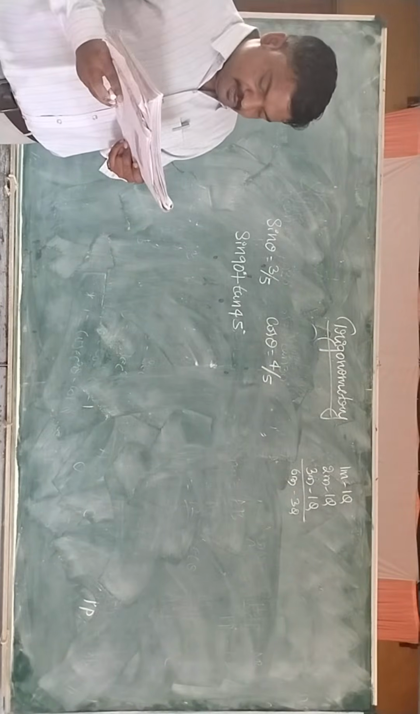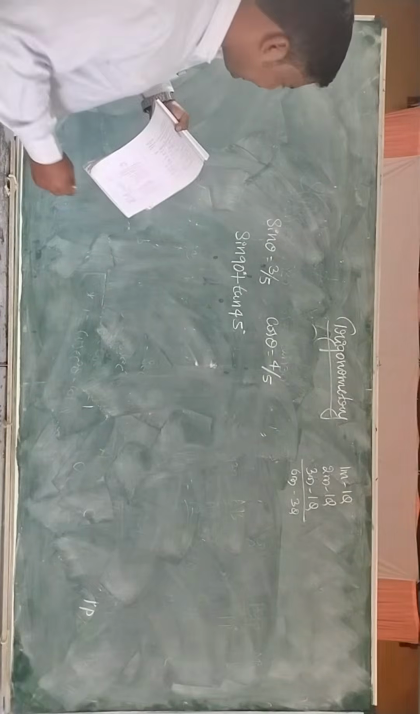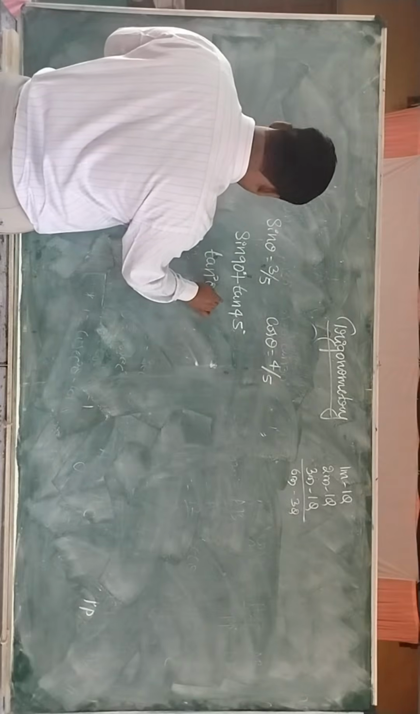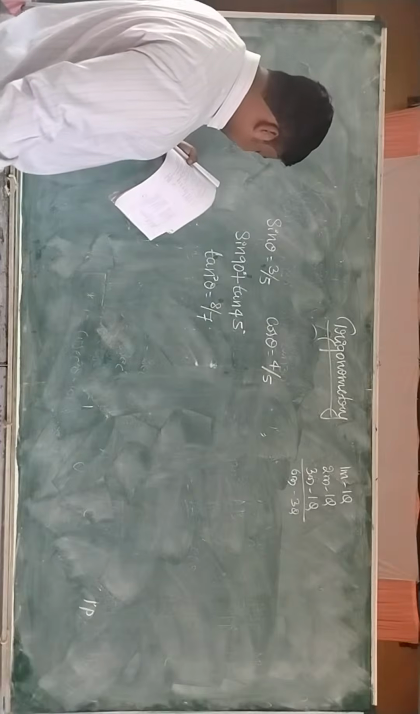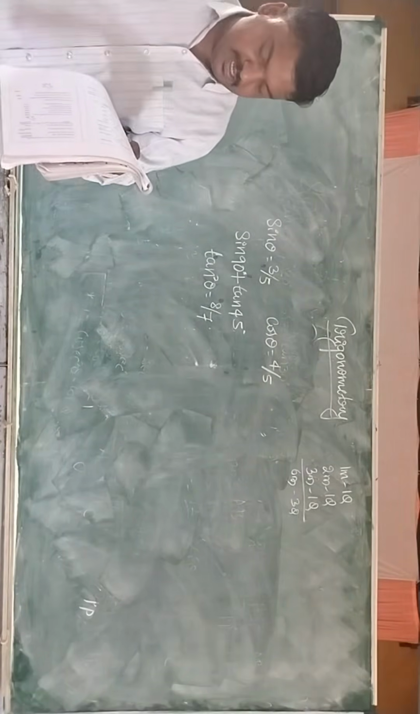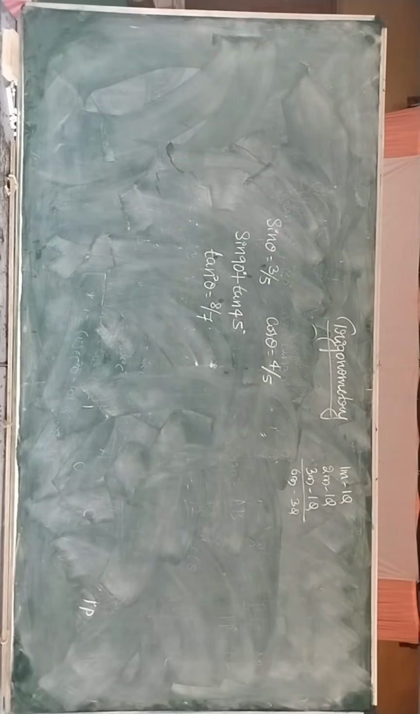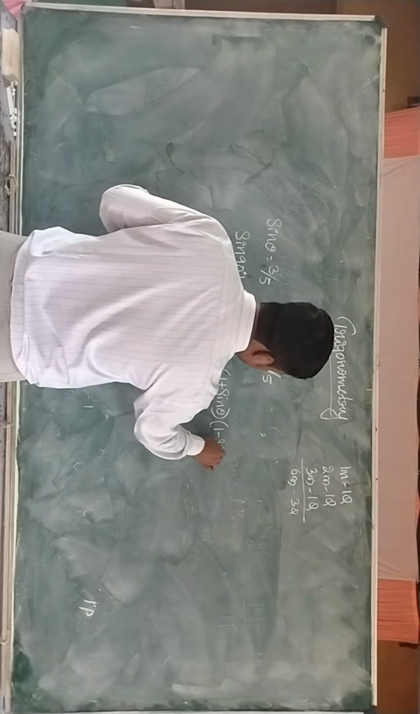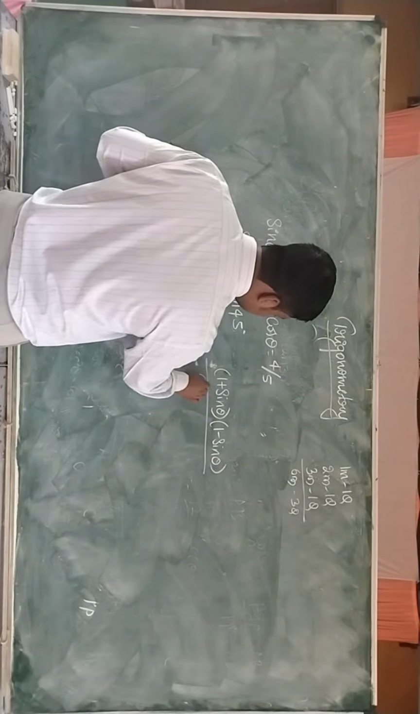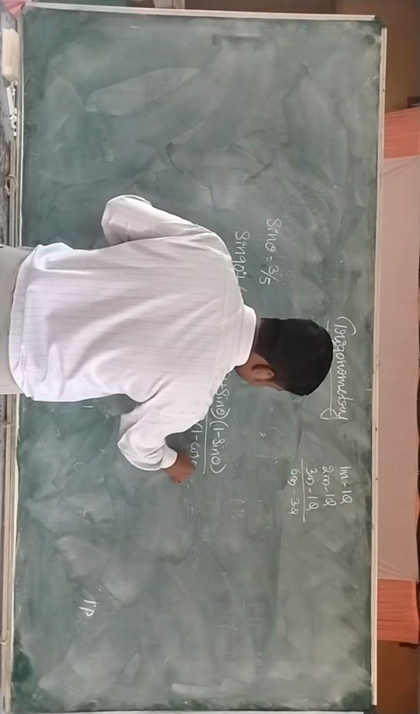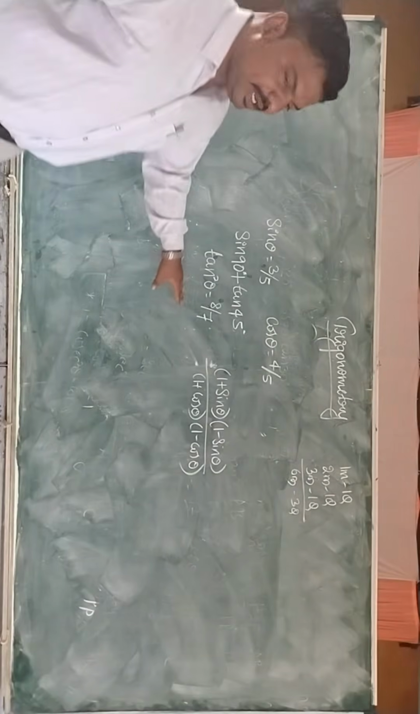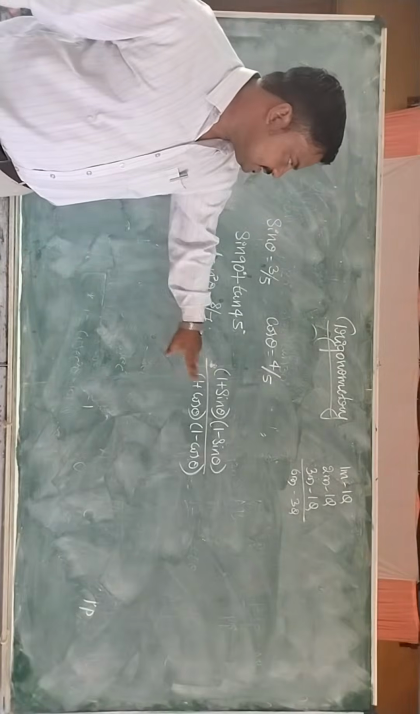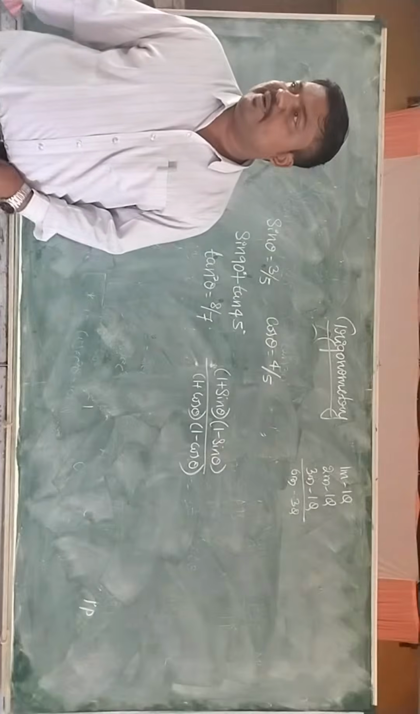Next. If tan square theta is equal to 8 upon 7, where theta is an acute angle, then find the value of (1 plus sin theta) into (1 minus sin theta) divided by (1 plus cos theta) into (1 minus cos theta).